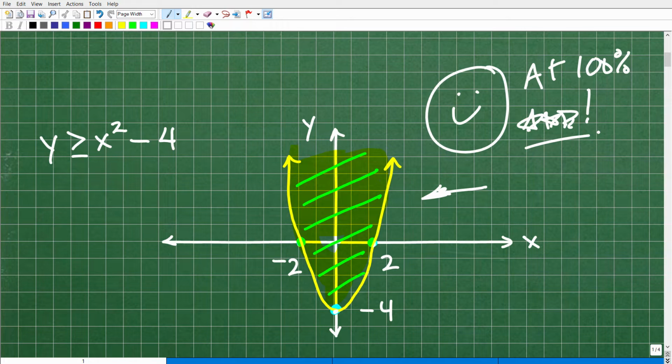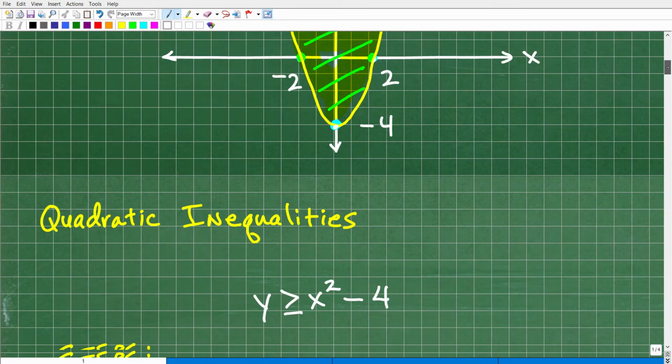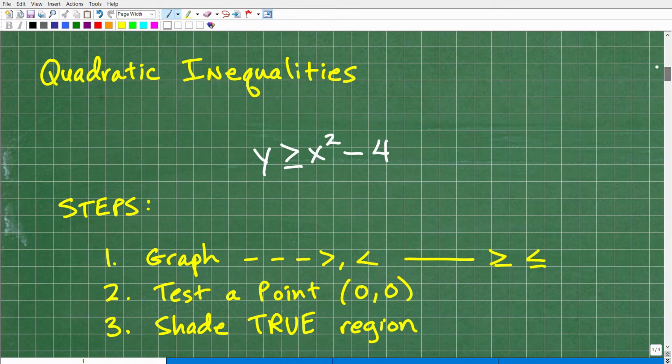Okay, so nice job. A lot of you out there are maybe thinking to yourself, well, how do you even graph this? What does this even mean? Well, let's go ahead and talk about that right now. What we're talking about again is something called quadratic inequalities. This word quadratic is basically talking about second degree polynomials, things like right here, this x squared minus 4.